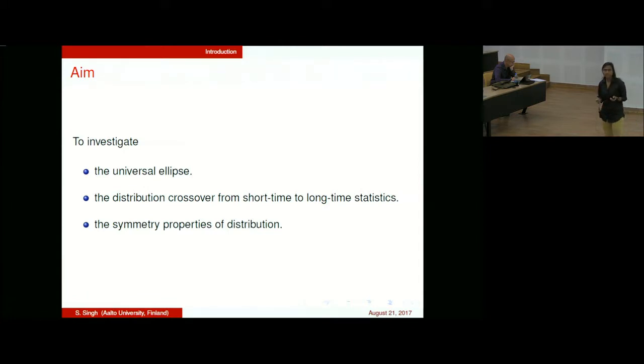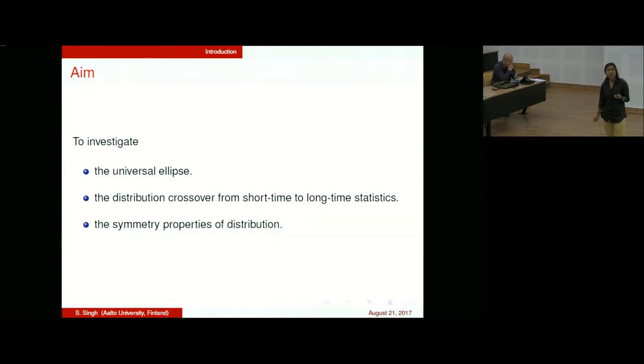And then the next one was to see, once we have this probability distribution, do we get any symmetry property of the distribution? Something like the fluctuation theorem they have in entropy, as a function of entropy.